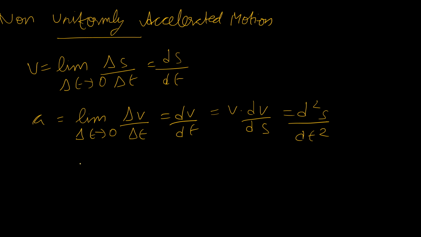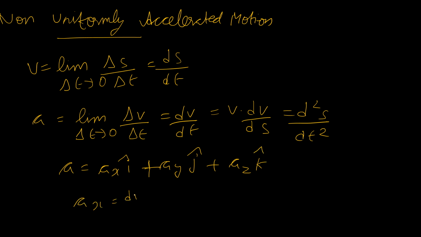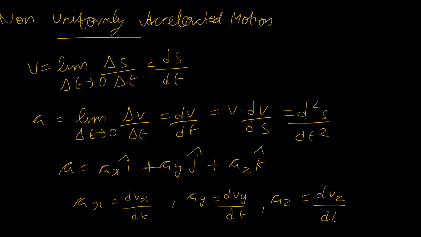In component form, we can write average instantaneous acceleration as like this: a is equal to ax i cap plus ay j cap plus az k cap. Okay, where ax is equal to dvx by dt, ay equal to dvy by dt, az equal to dvz by dt. Okay, note on this.